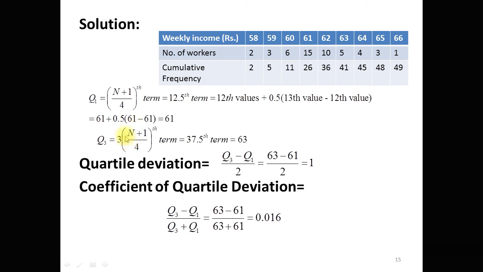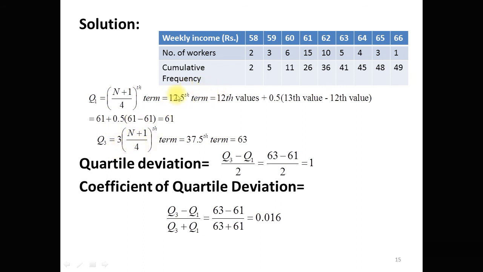But dear students, we know that we have three numbers which divide the data into 4 equal parts. These three numbers are called quartiles: Q1, Q2, and Q3. So the position of Q2 will be 2 into n plus 1 divided by 4. Similarly, the position of Q1 is equal to n plus 1 divided by 4, the position of Q2 is 2 into n plus 1 divided by 4, and the position of Q3 will be 3 into n plus 1 divided by 4.